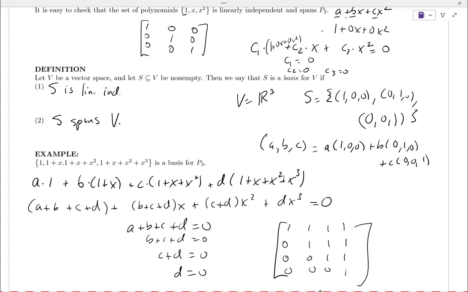This one's pretty easy to see looking at it. But again, if you put it in your calculator and row reduce, you will see the identity matrix. So that shows that it's a basis. It's linearly independent because it has a pivot in every column. It spans because there's a pivot in every row. Does that make sense?